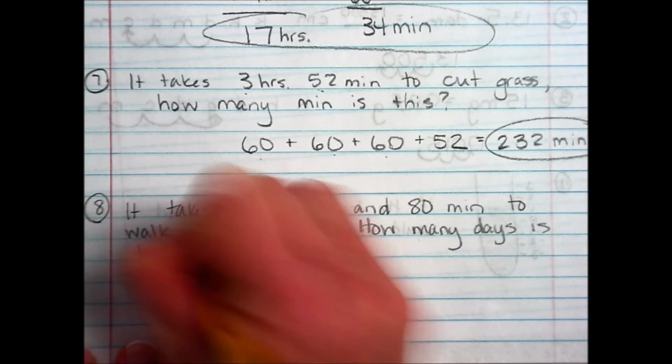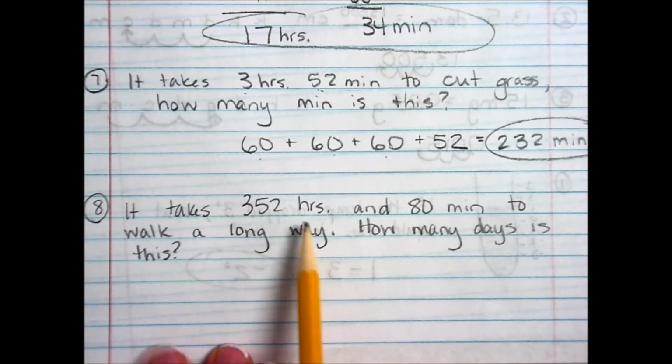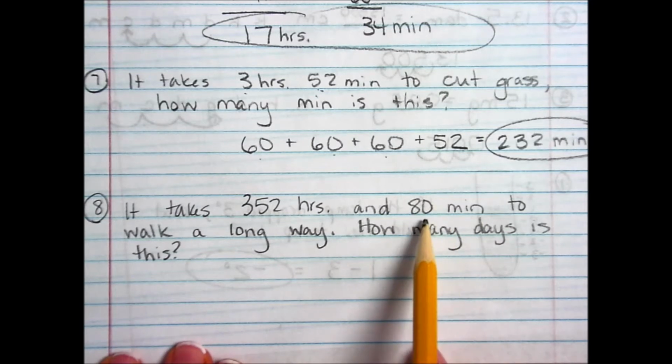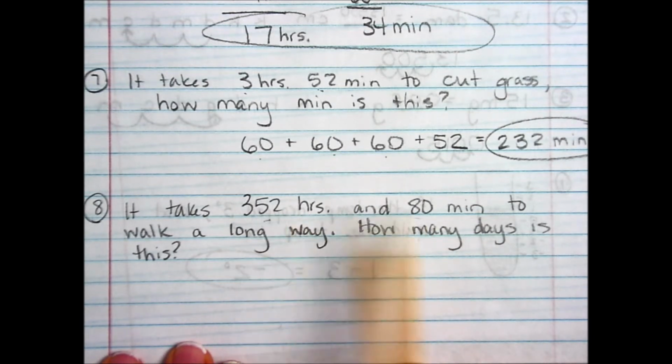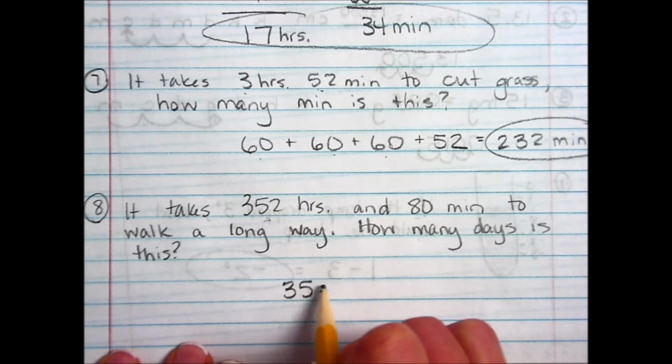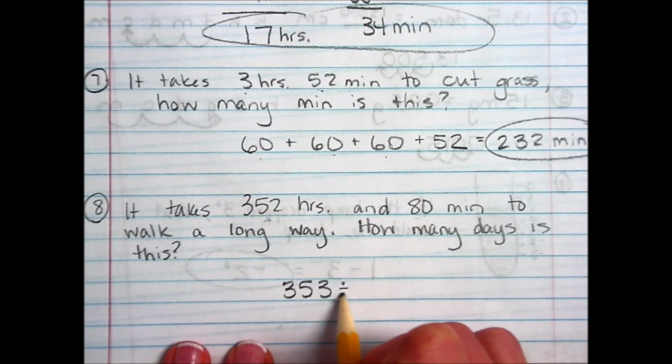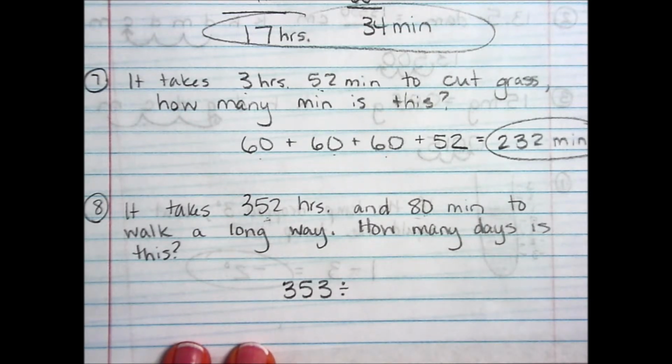So this time I'm going from hours, and now I want it to become days. So the unit's going to be bigger. So instead of multiplying, this time I'll be dividing. Okay, so first of all, notice this is an 80 minute here. And do you see how you can fit another hour and add another hour over here? Take the 60 from here. So that's 353 hours.